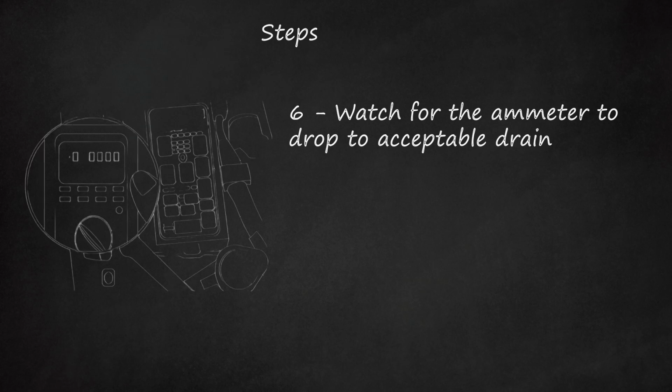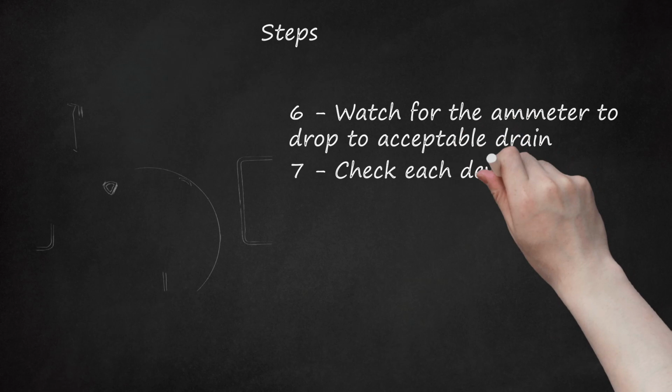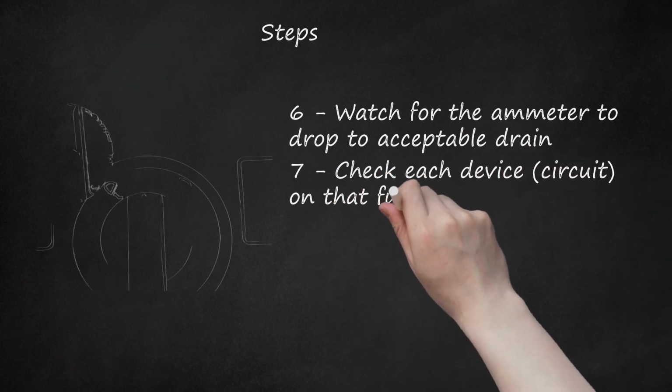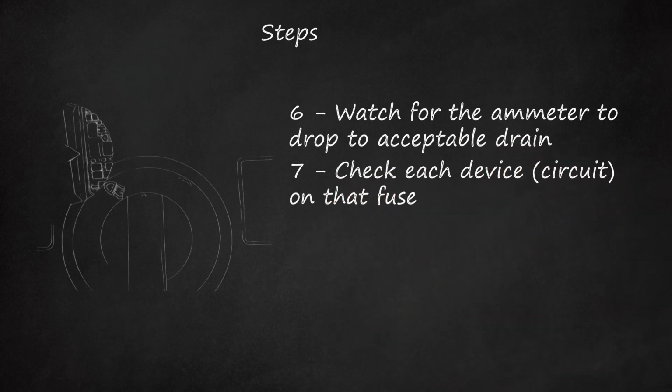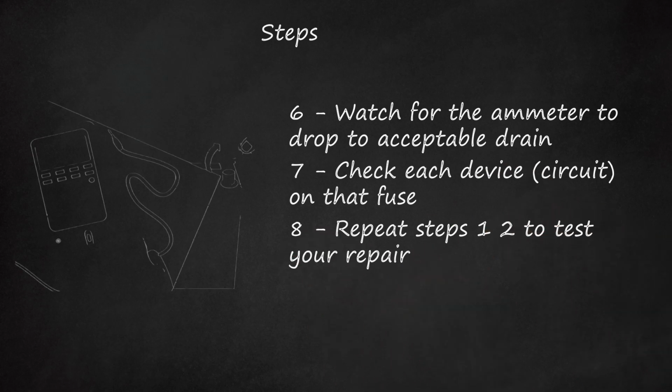Consult the owner's manual or service manual to find what circuits are on that fuse. 7. Check each device, circuit, on that fuse. Disconnect each lamp, heater, electrical device one at a time to find the drain. 8. Repeat steps 1-2 to test your repair. The ammeter will tell you exact numbers.